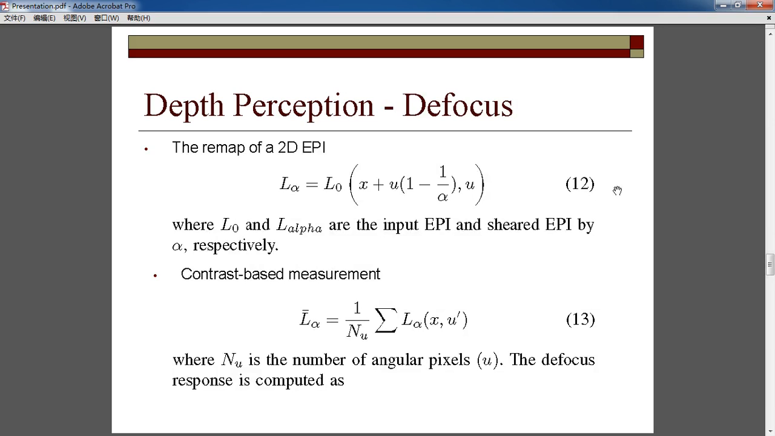The shearing of a 2D epipolar image is written like equation 12, where L sub 0 and L sub alpha are the input EPI and sheared EPI by alpha, respectively. By integrating the sheared EPI across the angular u dimension, we can get the optimal alpha with the highest contrast at each pixel. This is achieved by a contrast-based measurement, which is written in equation 13, where n sub u is the number of angular pixels.